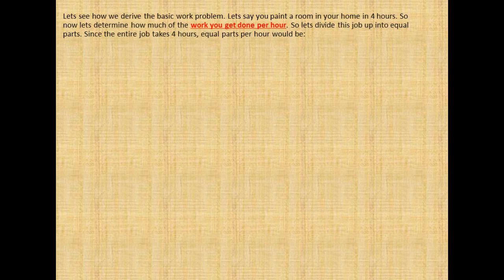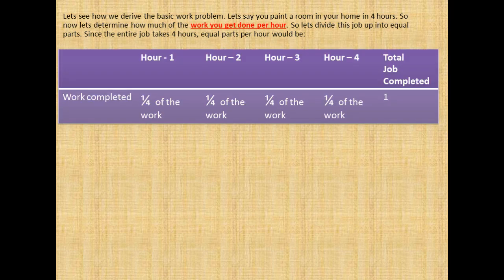Let's say you paint a room in your home in 4 hours. So now let's determine how much of the work you get done per hour. Let's divide this job up into equal parts. Since the entire job takes 4 hours, equal parts per hour would be, in the first hour, you would get 1/4 of the work done.